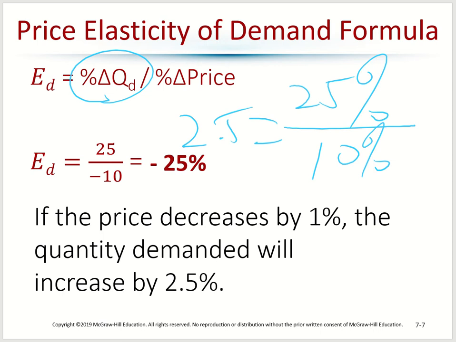Yeah, guys, there's a typo here. This is not a minus 25%. That should be just a minus 2.5. All right.